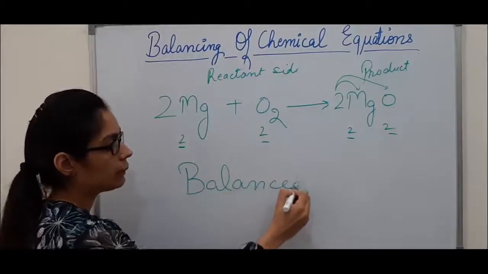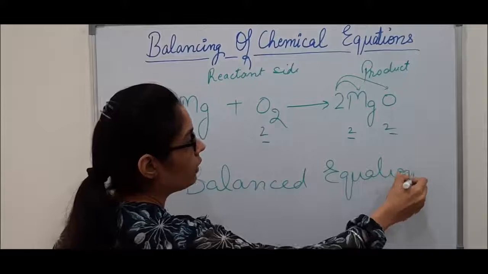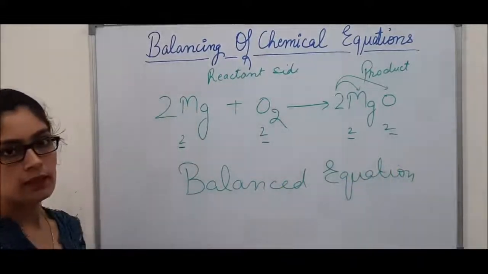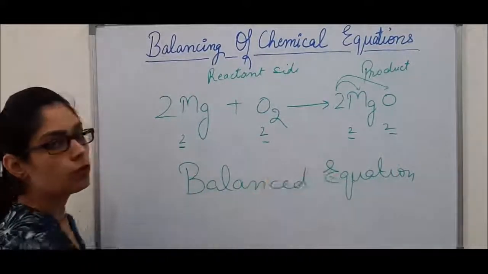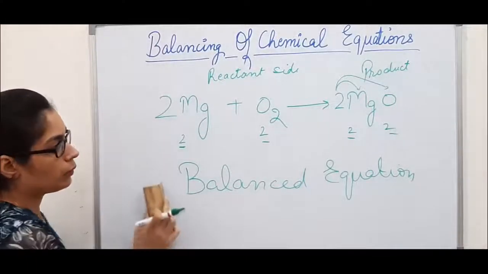So we can conclude a balanced chemical equation when each element has the same number of atoms on both the sides. So that is your balanced chemical equation.